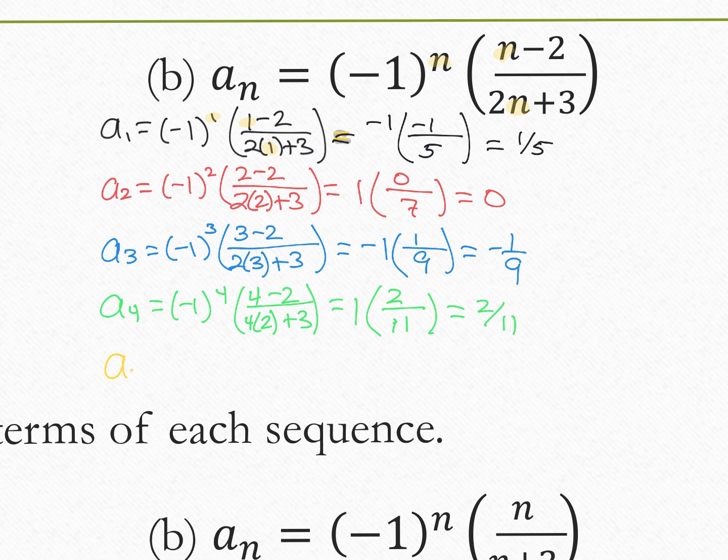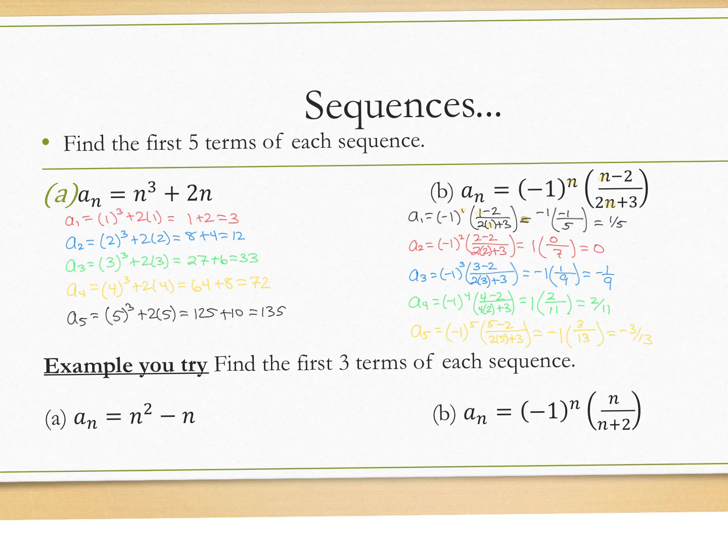And then our fifth term, a sub 5, negative 1 to the fifth times 5 minus 2 over 2 times 5 plus 3. Negative 1 to the fifth is a negative 1 times 3 over 2 times 5 plus 3 is 13, or negative 3/13. And that's it. Now I would like you to take a minute and try this example, you try. Notice that you're only finding the first 3 terms.